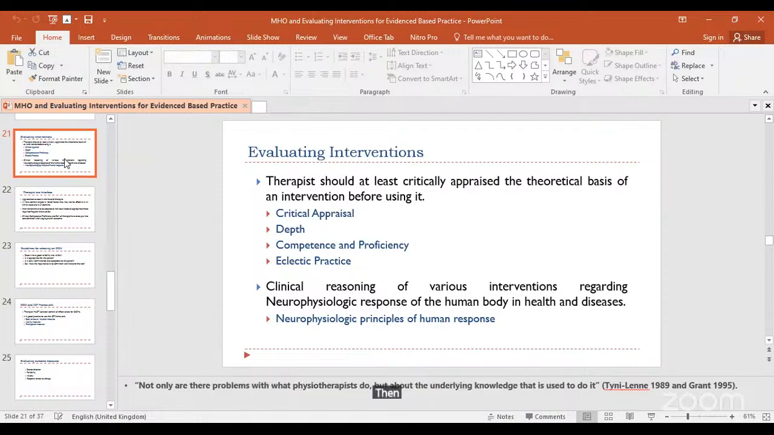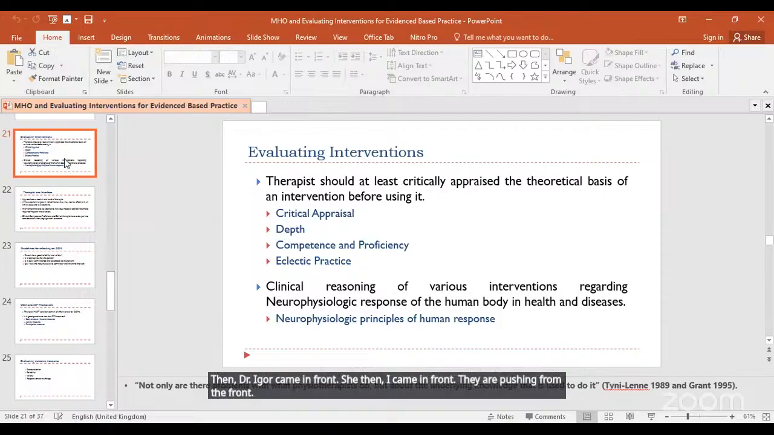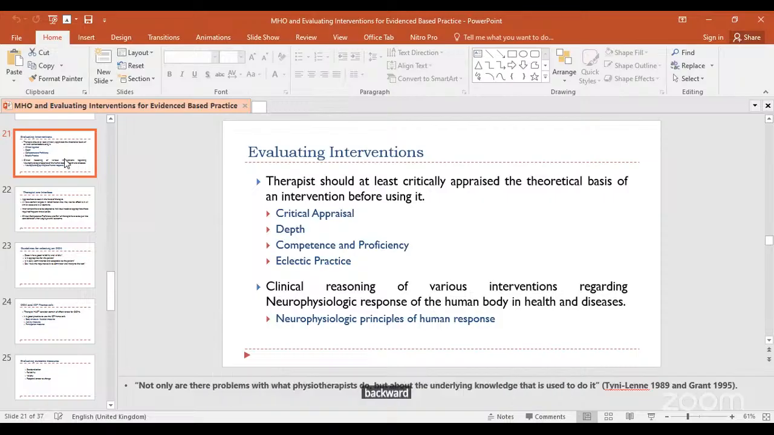Then Dr. Rigbe came in front, Chidera came in front. They are pushing from the front, backward, while my guys are pushing from the back, forward. Then I have some people who are holding the door open, and others who are giving me a guide on how to turn the steering. So we use compensatory, restorative, rehabilitative at the same time.